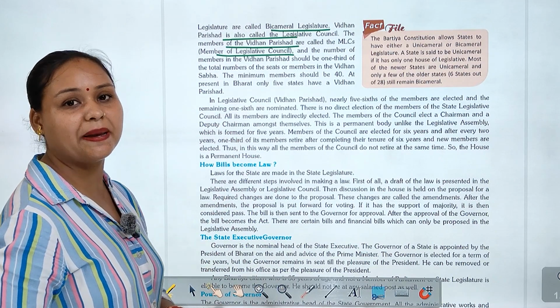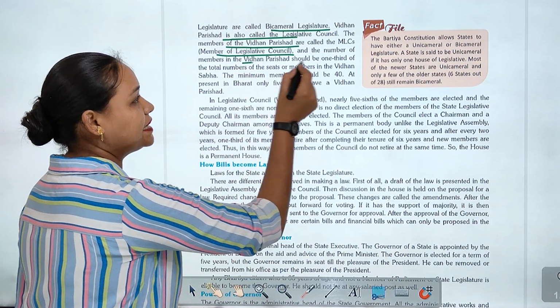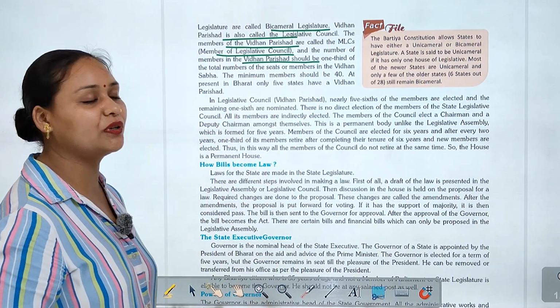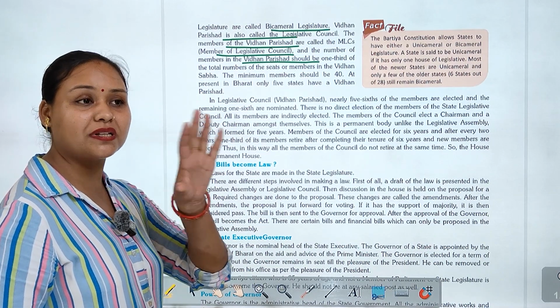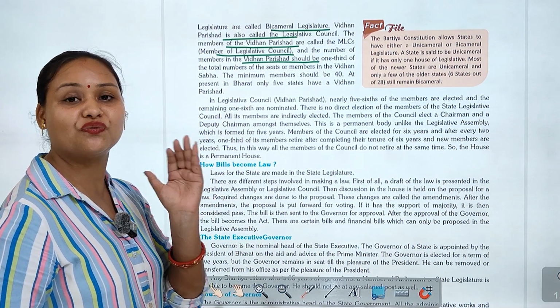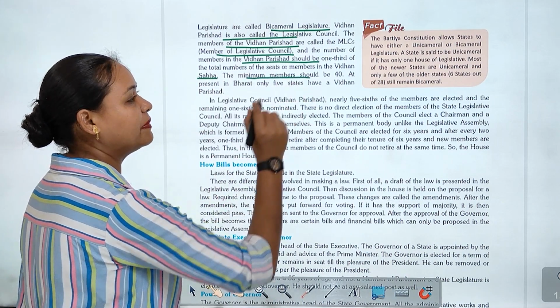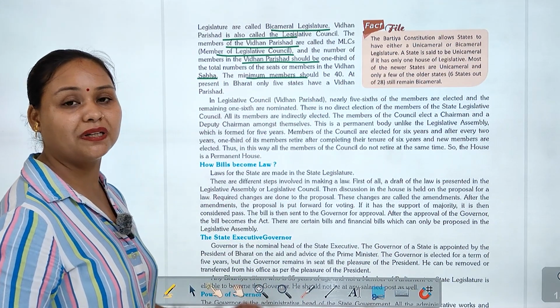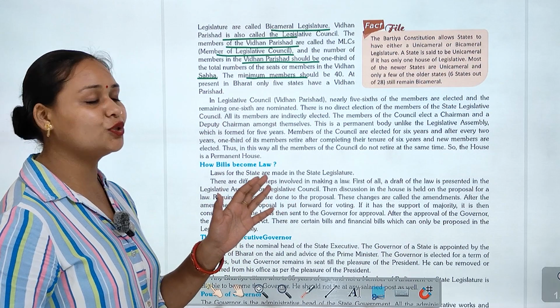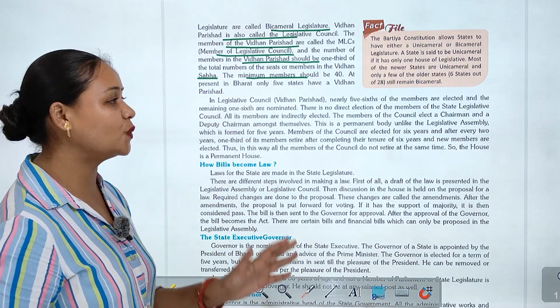And the number of the members in the विधान परिषद should be 1/3 of the total number of the seats. यहाँ तक कि जितनी भी टोटल सीट होती है उसकी 1/3 लोग वहां पर बैठते हैं. और मेंबर्स इन द विधान सभा के द मिनिमम मेंबर्स शुड बी 40. वहां पर अधिक से अधिक जो पीपल होते हैं लगभग 40 होते हैं.